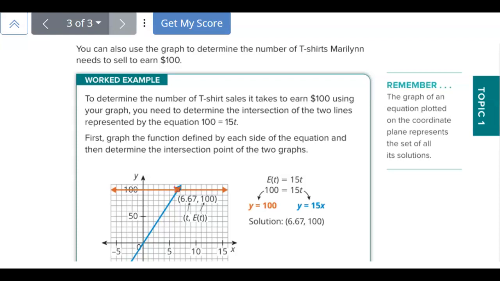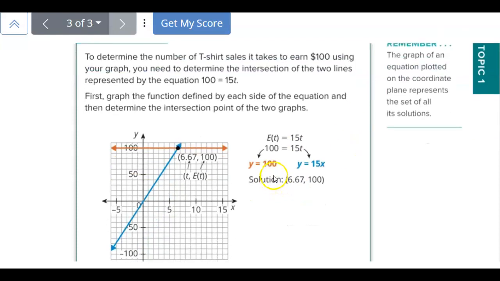So this point right here where the blue line that we graphed and our goal line intersect, that's the point where Marilyn is going to earn $100. And just like in our calculations, at this point, our T is 6.67 and our output E of T is $100. So that's how you can see the same information using a graph.